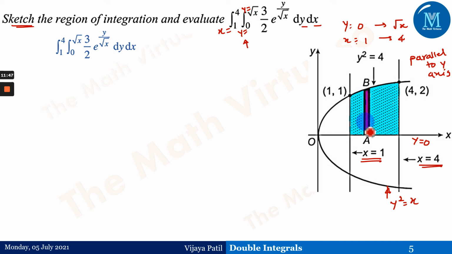Now while putting this strip parallel to the y-axis, the lower end of this strip lies on the line y equals 0, which is the x-axis, and the upper end is on the parabola y equals x square. So if you observe here, it's nothing but y square equals x, the parabola over here. That is what we are dealing with. That means this particular region. And then what is the limit for x? x is moving from 1 to 4.